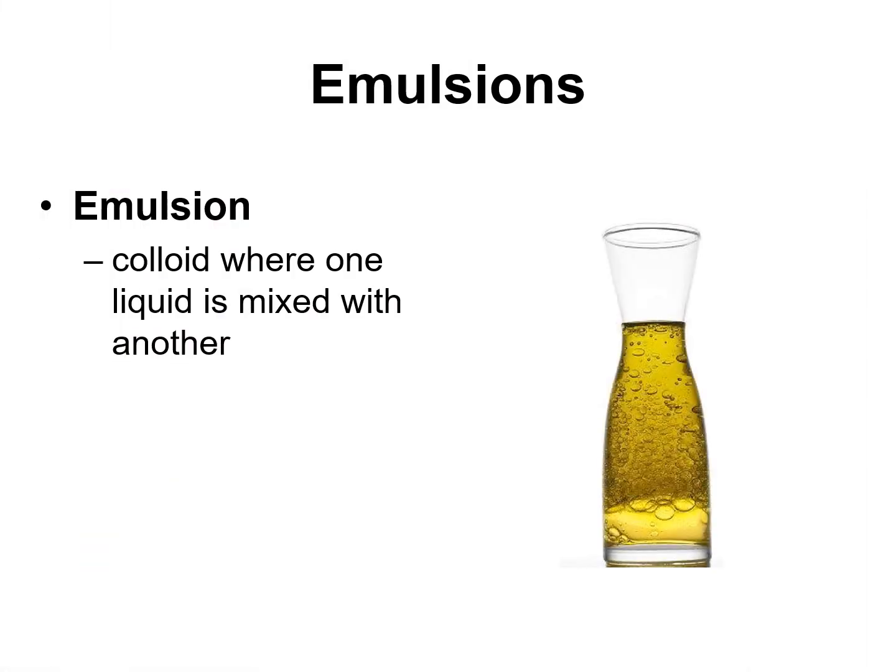A special type of colloid is called an emulsion. This is where one liquid is mixed with another. An example of that would be the fat in breast milk. Most of breast milk is water, but there is fat in breast milk that's mixed in. So breast milk would be an example of an emulsion.